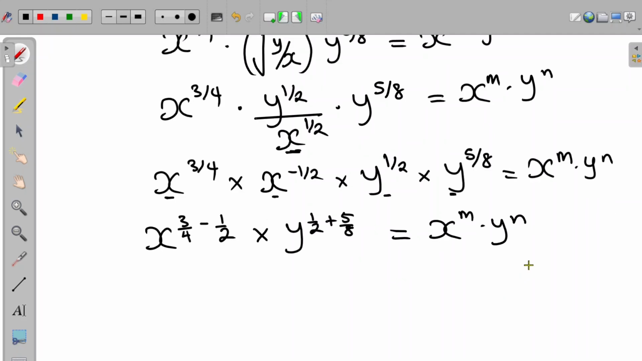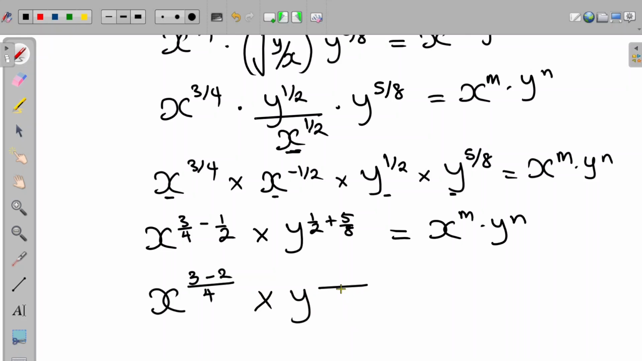At this point, we can take the LCM in our indices. So we have x. Here, 4 is the LCM because 2 is a factor of 4. So this becomes 4. 4 divided by 4 is 1, 1 times 3 is 3. 4 divided by 2 is 2, 1 times 2 is 2. So we have 3 minus 2, times y.